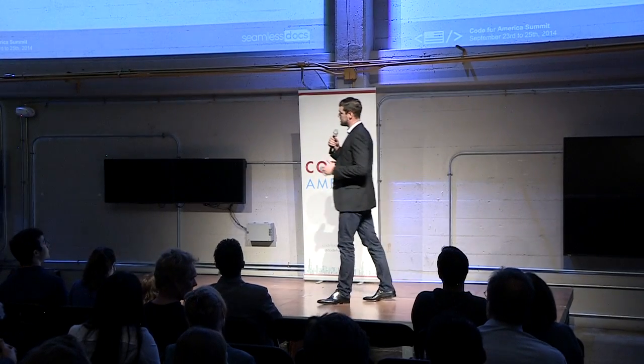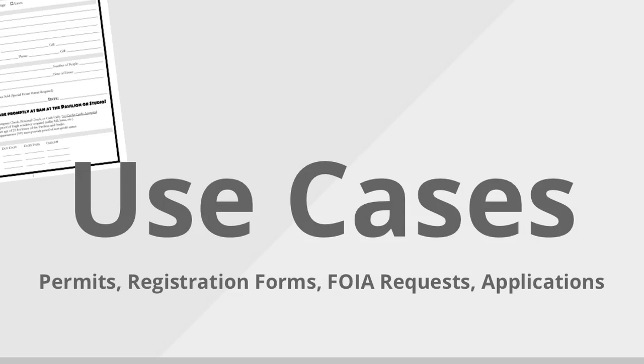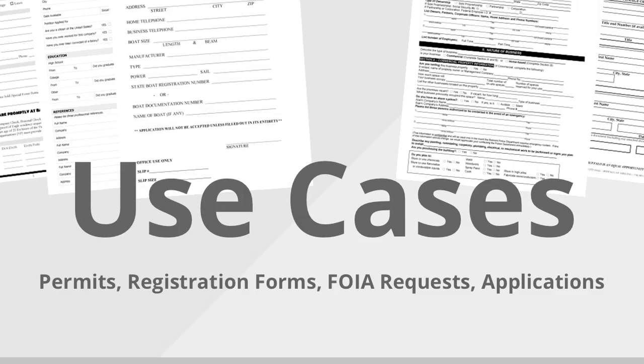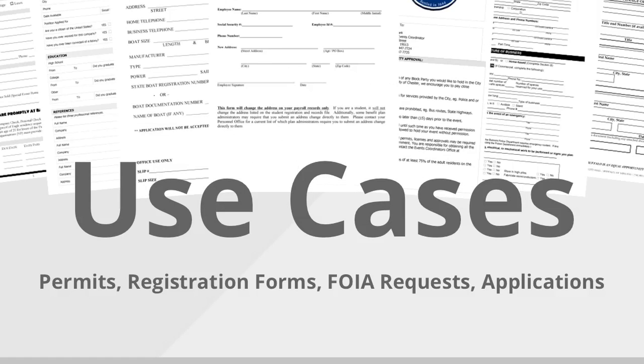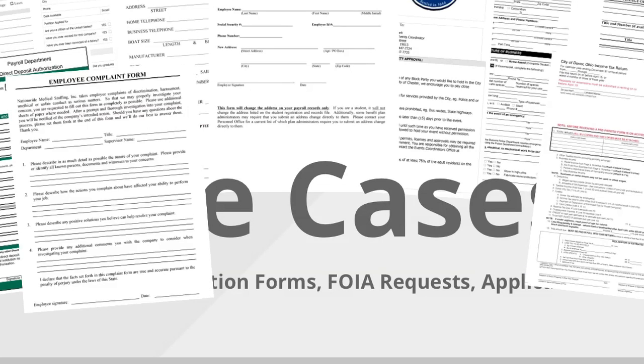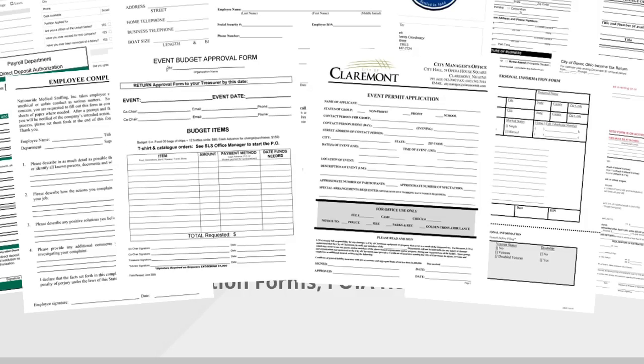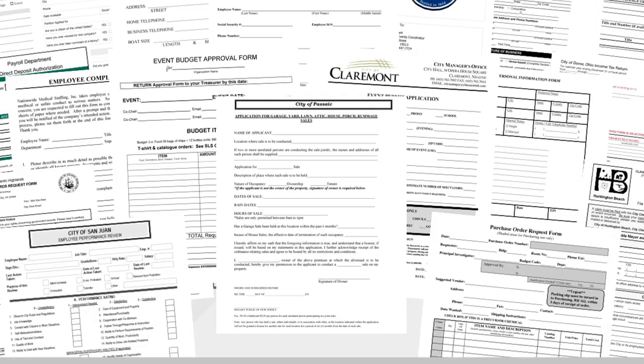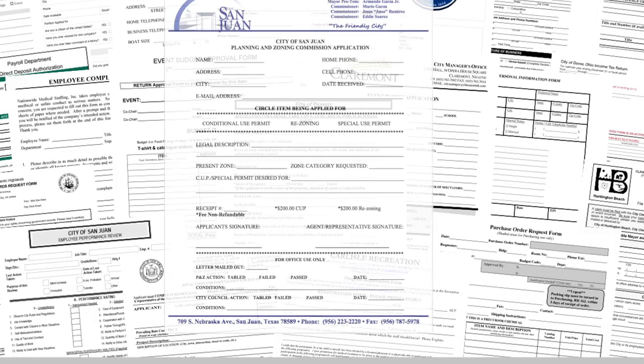And use cases, so how are governments using forms right now? Multiple different ways: registrations, permits, FOIA requests, applications, contracts, surveys, feedback forms. The use cases are endless.